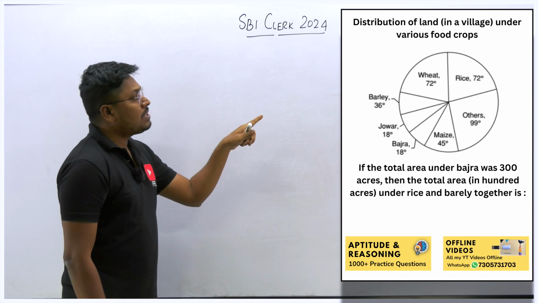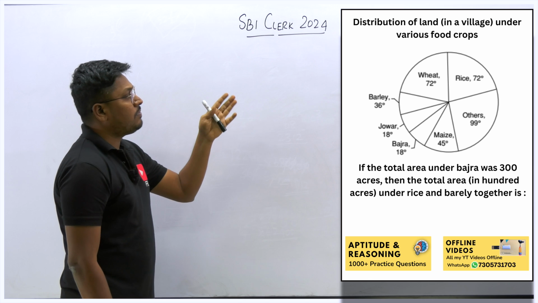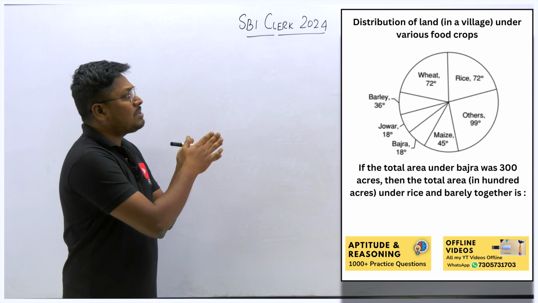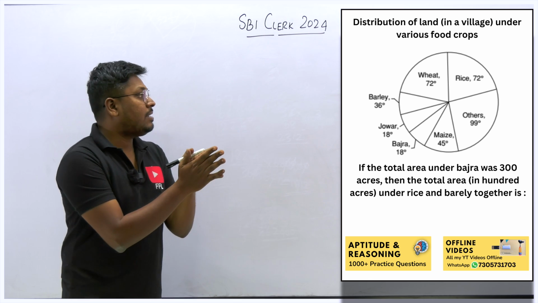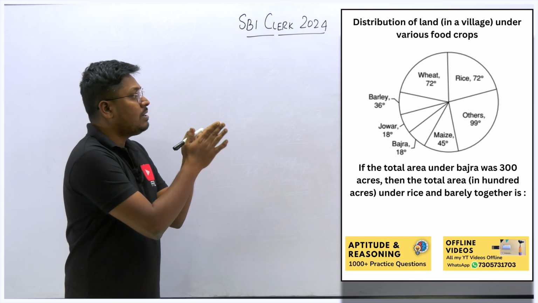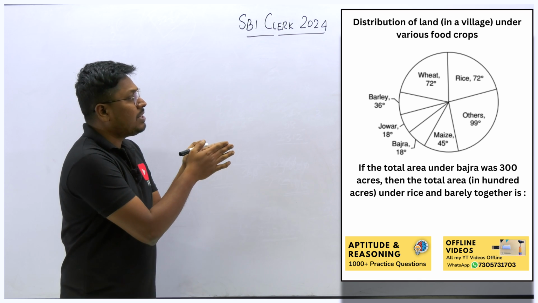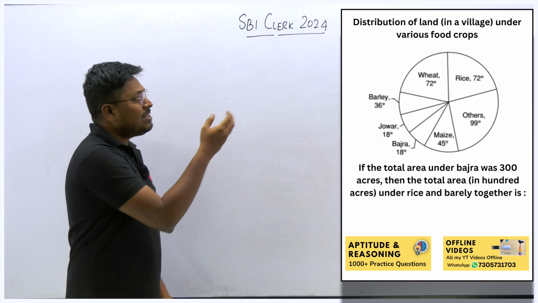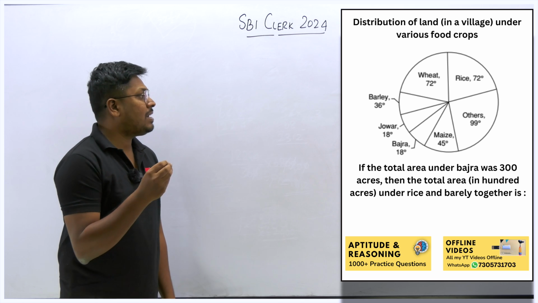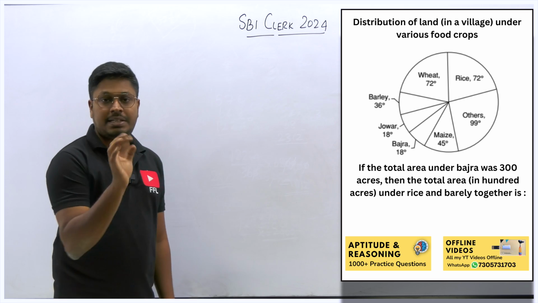So just look at the chart. The total number of village farming crops has been distributed over different land areas, that is wheat for 72 degree, rice for 72 degree, right. So they have given all these degree values. All our values are in degree and none of the values is in decimal point, right.